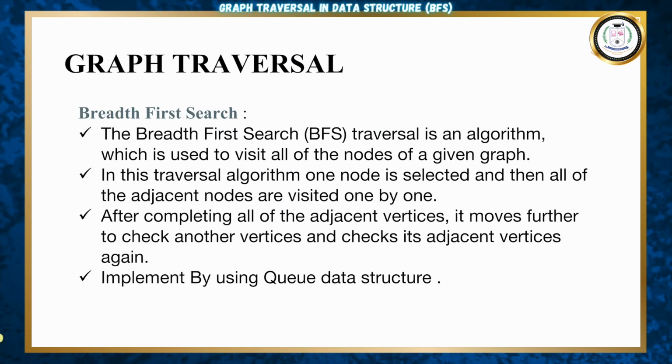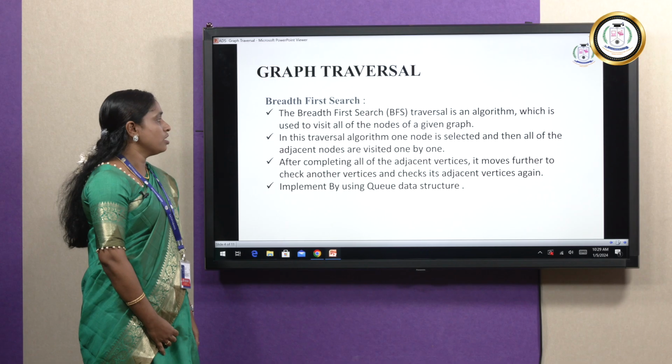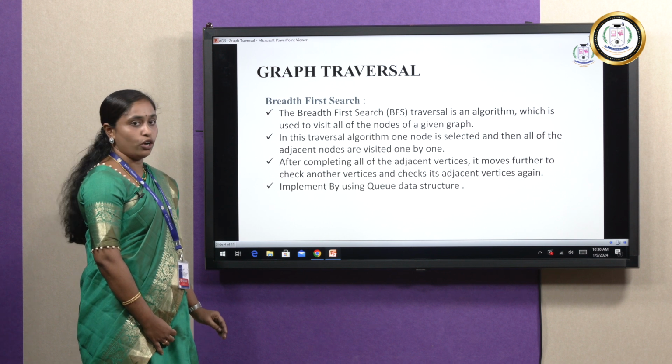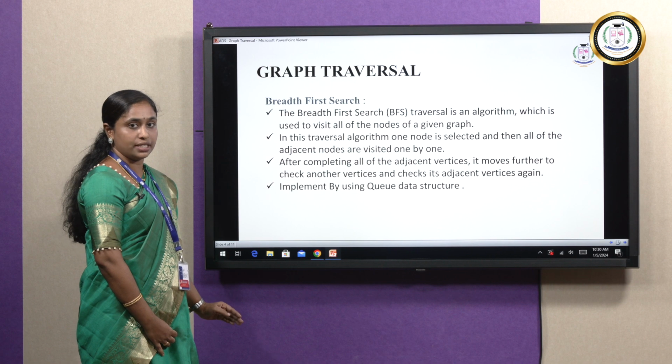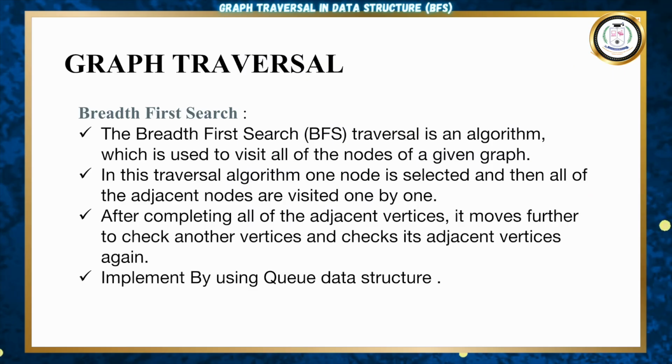Breadth first search, BFS traversal, is an algorithm which is used to visit all of the nodes of a given graph. In this traversal, one node is selected, then all of the adjacent nodes are visited one by one. It is implemented using the queue data structure.